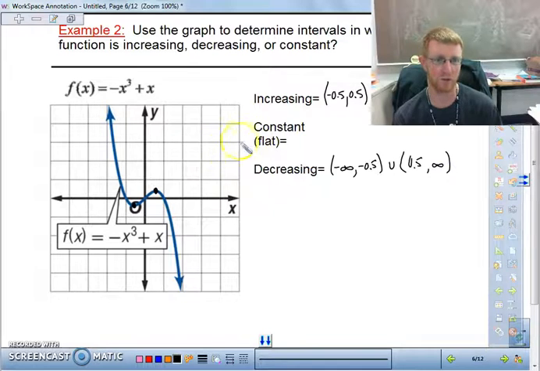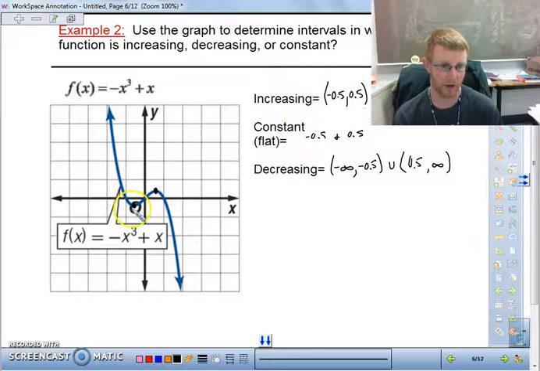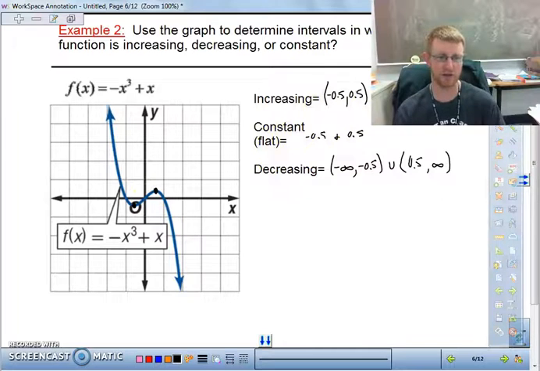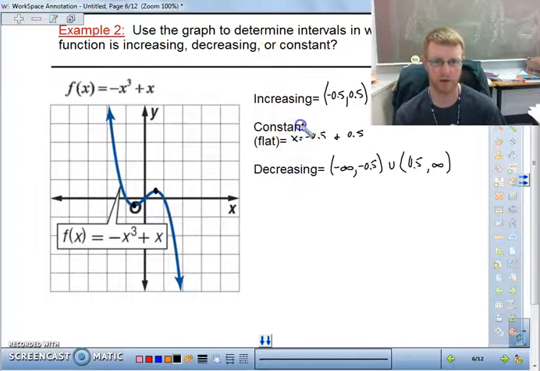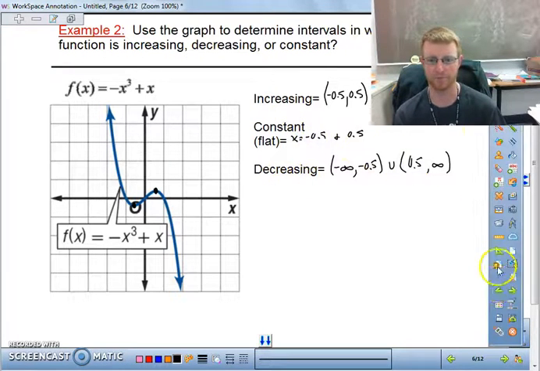Now again, if we wanted to say where is it flat, we could just say at negative 0.5 and positive 0.5, because that's where it would have to change from negative to positive, so it has to hit 0, and it has to change from positive to negative, so it has to hit 0 again. Now that's not really flat, but we can still consider those flat points. Just at one individual point, there's no interval there. And we can say x equals, if we're that worried about it.